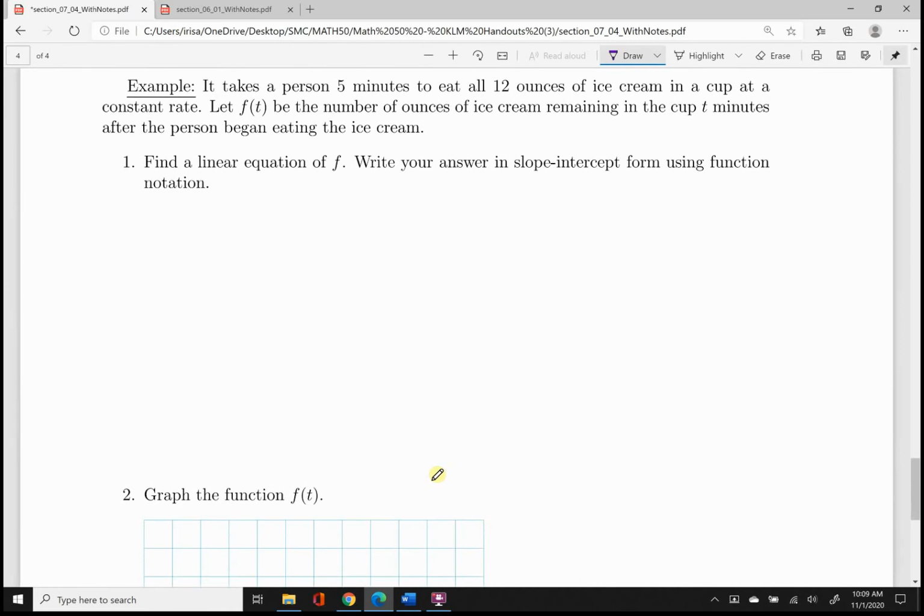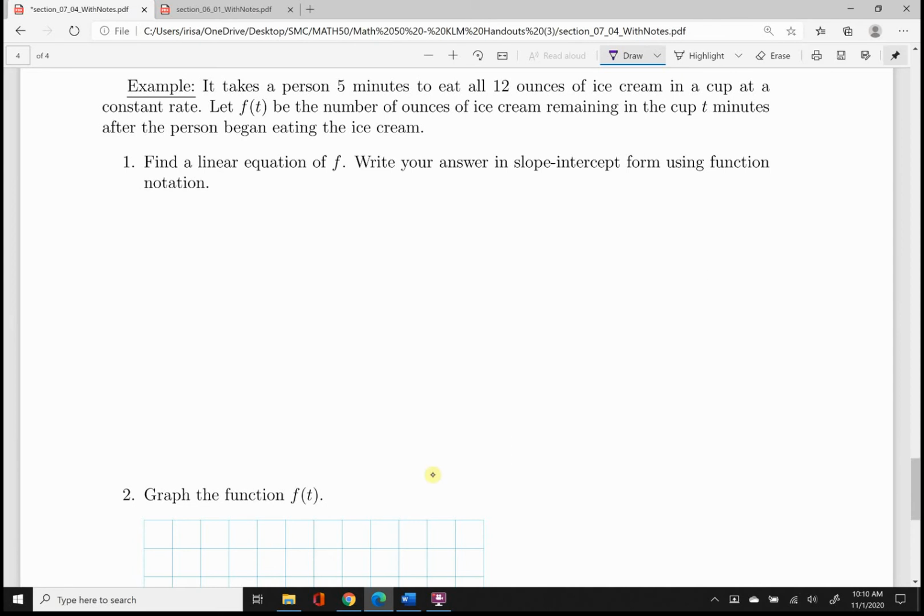We have a new scenario here. Ooh, about eating ice cream. Yum. It says that it takes a person 5 minutes to eat all 12 ounces of ice cream in a cup at a constant rate. Let f of t be the number of ounces of ice cream remaining in the cup t minutes after the person began eating the ice cream. Find a linear equation of f. Write your answer in slope-intercept form using function notation. So there's a lot we have to come up with here based on the information that was given in the example.